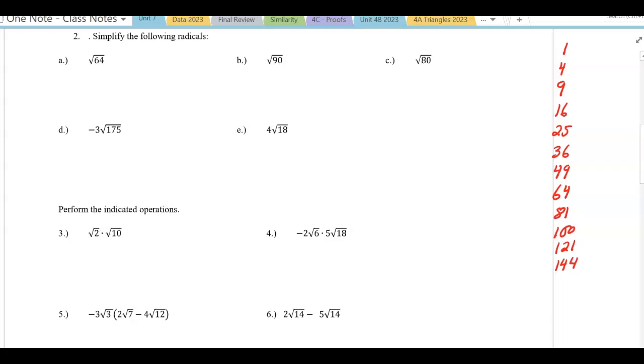I wrote the perfect squares over here on the right hand side that I'm highlighting in yellow. So square root of 64 is a perfect square, and that'll become 8.